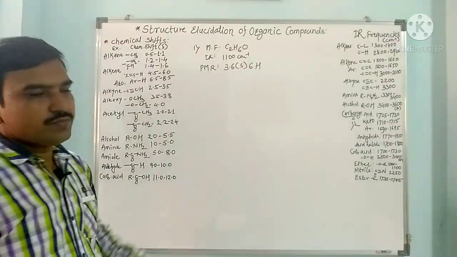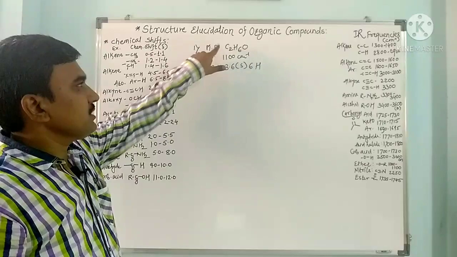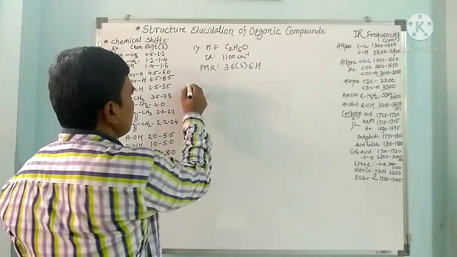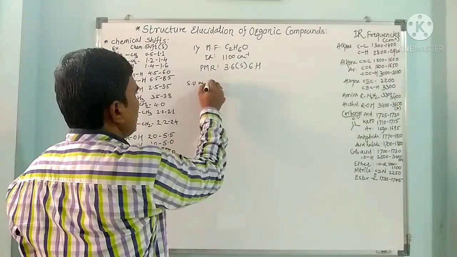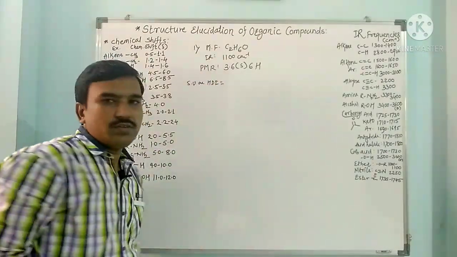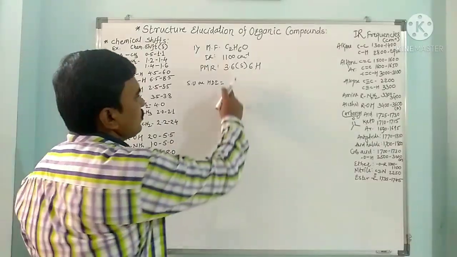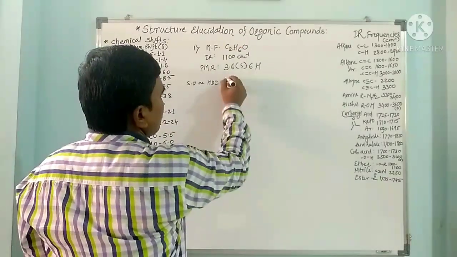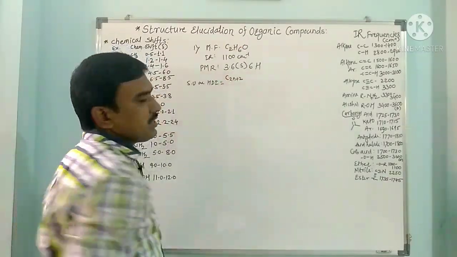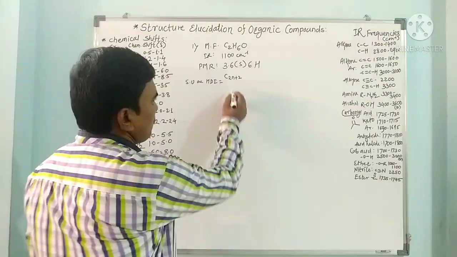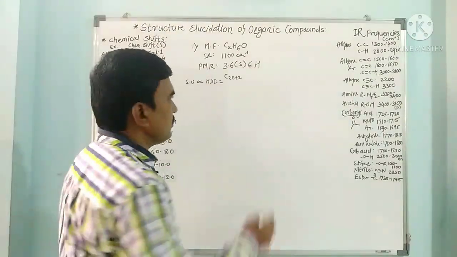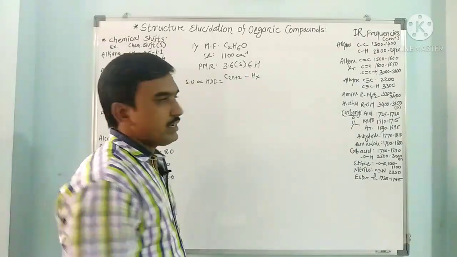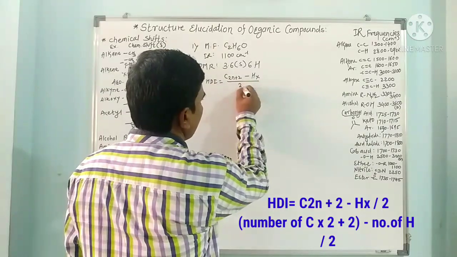What does this indicate? First of all, we have to find the sites of unsaturation, that is, the hydrogen deficiency index or index of hydrogen deficiency. To find that, the formula is: number of carbons into 2, plus 2, minus number of hydrogens, divided by 2.